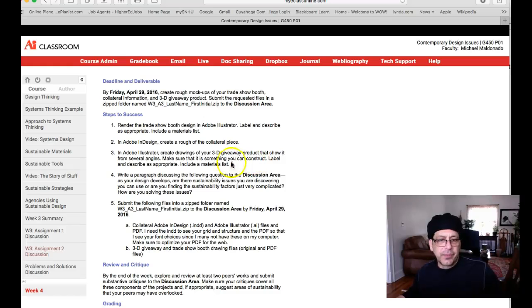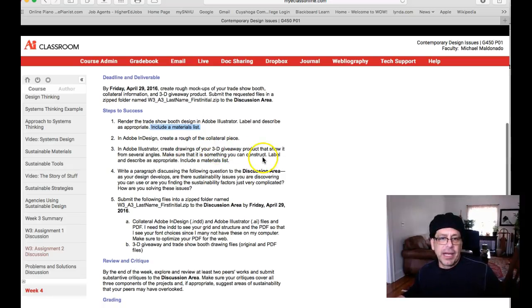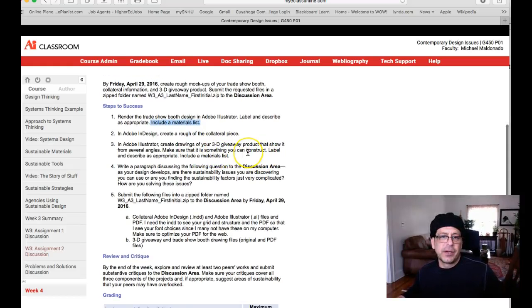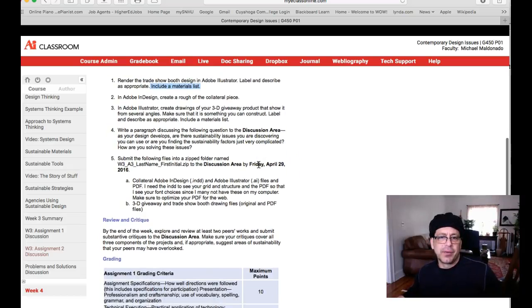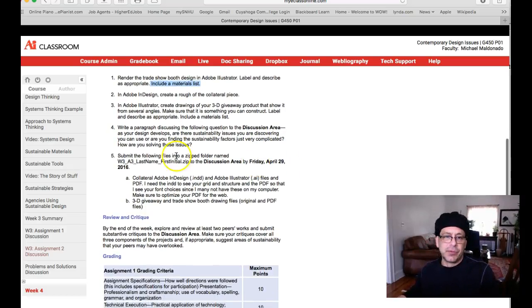3D giveaway product, show it from several angles. So again, from the design standpoint, you're going to render your trade show booth, label and describe it as appropriate. Include your materials list, guys. Create a rough of the collateral piece where you'll use Adobe Illustrator to give drawings of your 3D giveaway. Show it from several angles, guys. Really describe it as you are going to be selling it to a client per se. So you really need to describe it in your presentation.